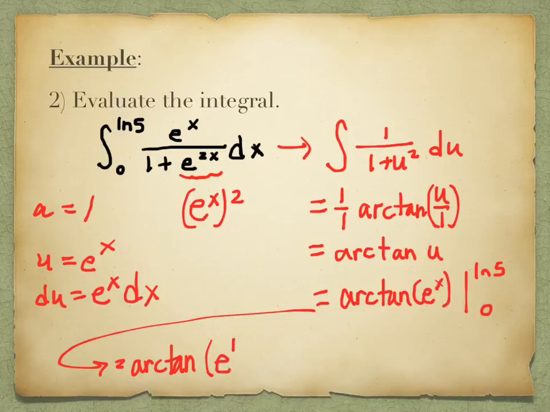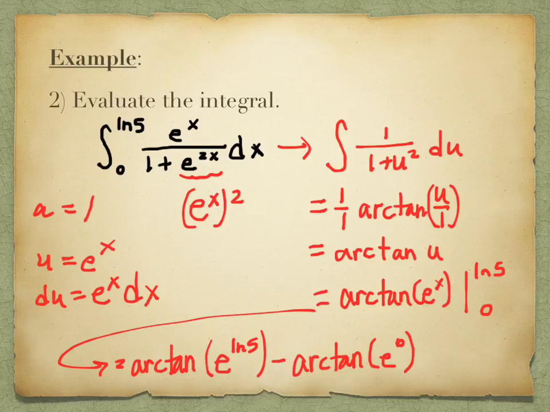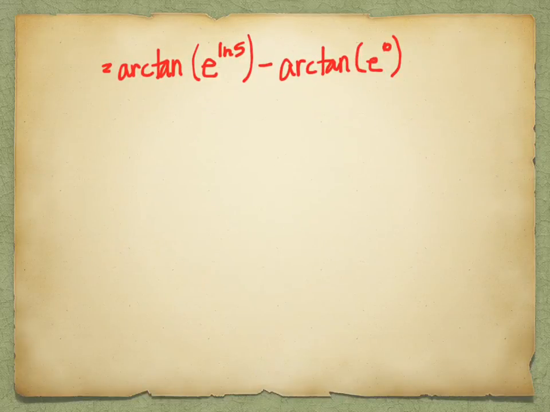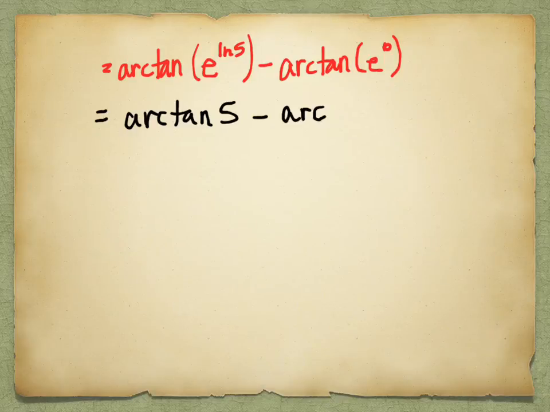So this is e to the ln 5 minus the arctangent of e to the 0. Both of which simplify. Okay, so what does e to the ln 5 simplify to? 5. What does e to the 0 simplify to? 1. So this is arctan 1.